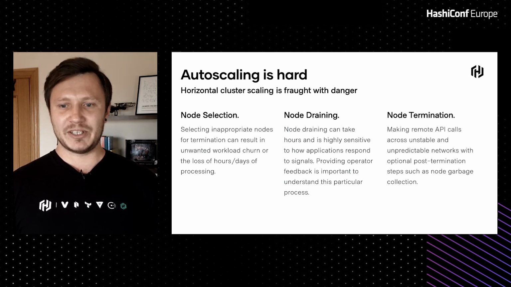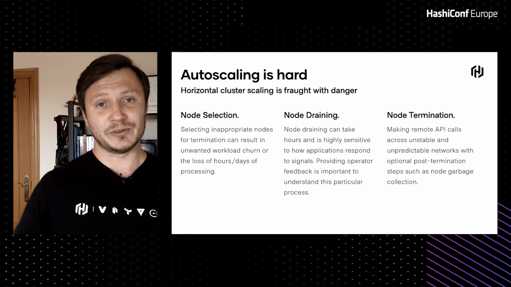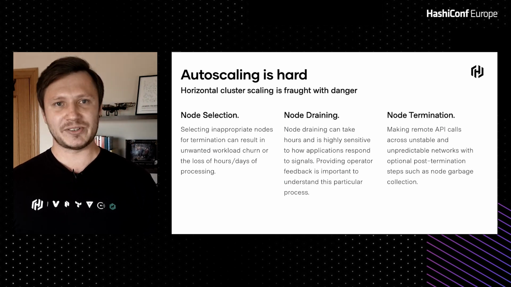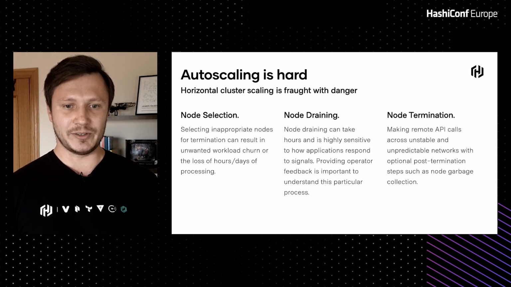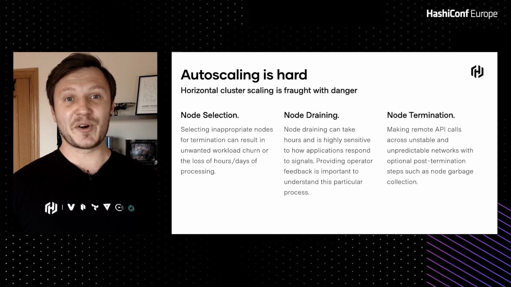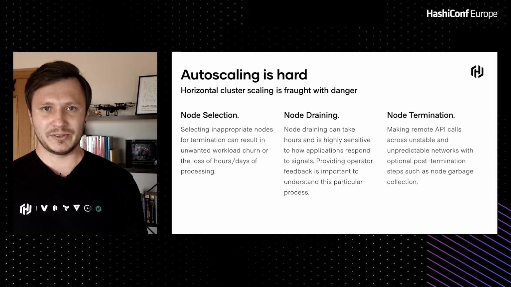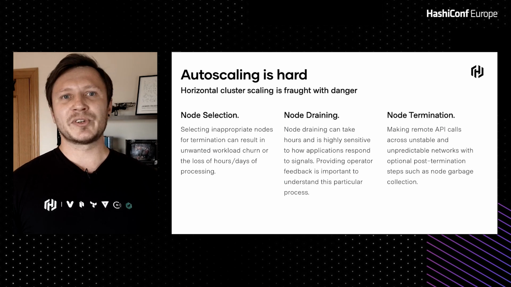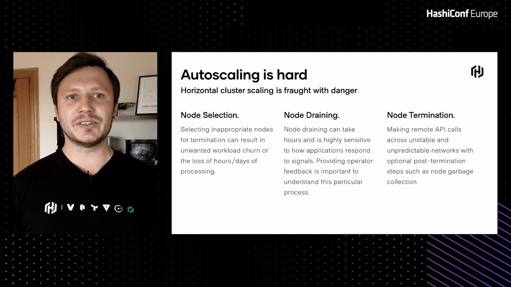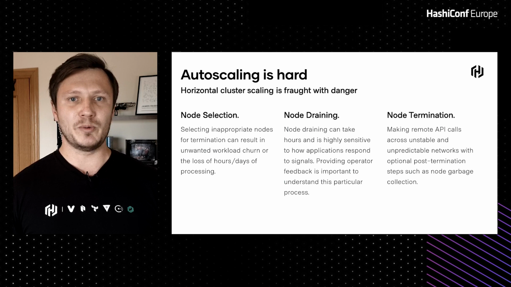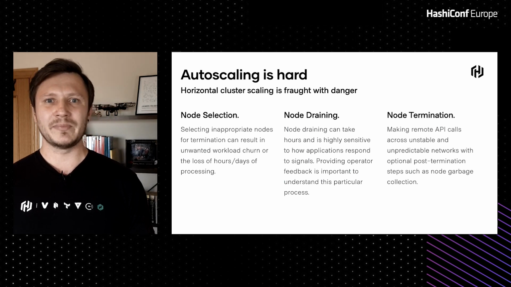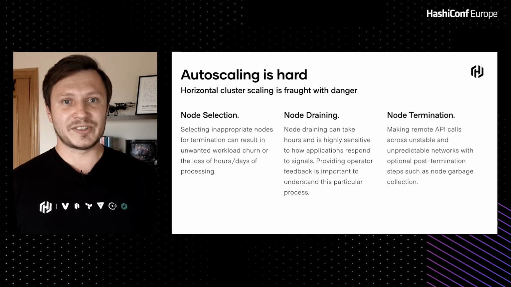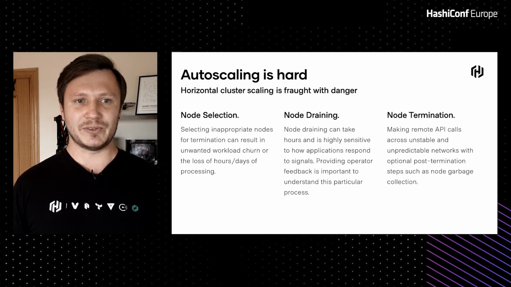And the last one is node termination. Node termination is the act of talking to the provider and saying, please remove this, terminate this server, terminate this node. That has to go across unstable, unpredictable networks. There can be errors there. Also, we have options of running additional tasks after node termination, such as node purge from the GC. And so this is in itself a number of calls that we have to make and make sure there's no errors.